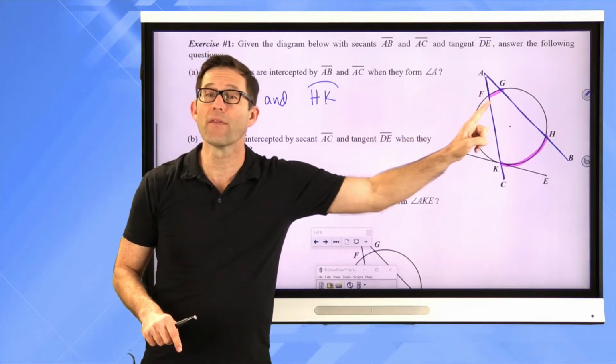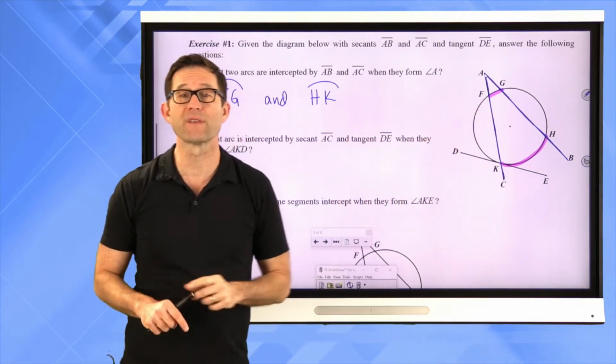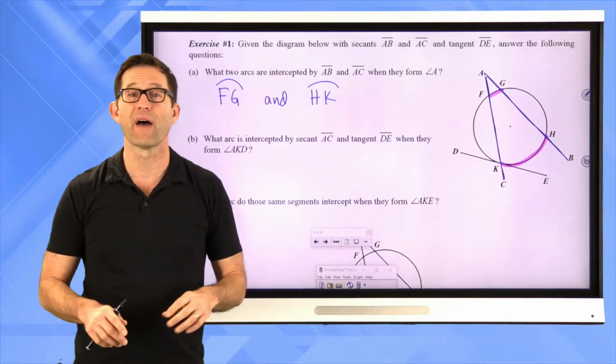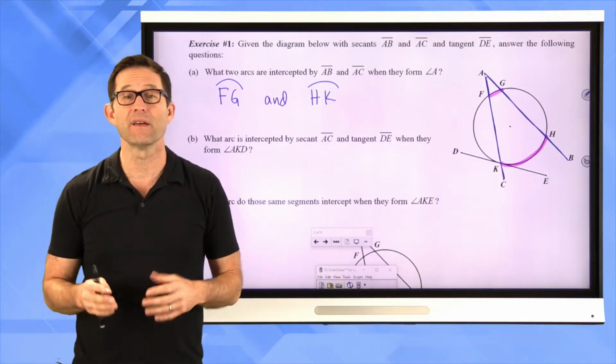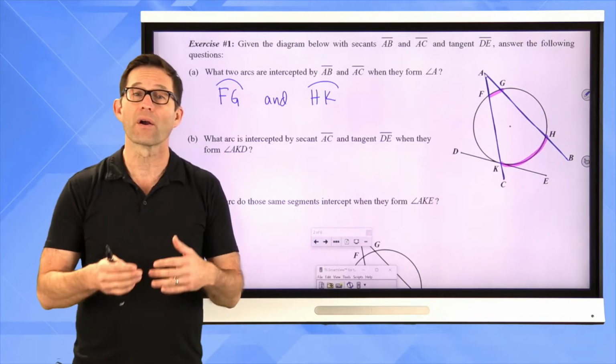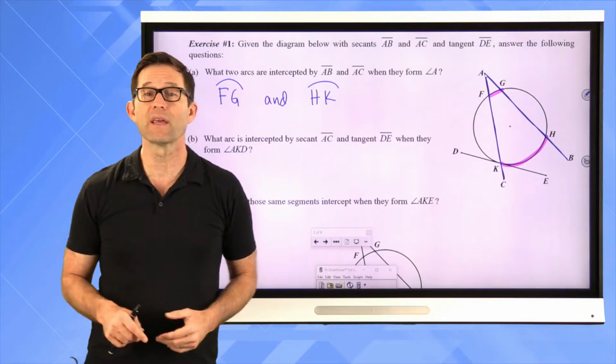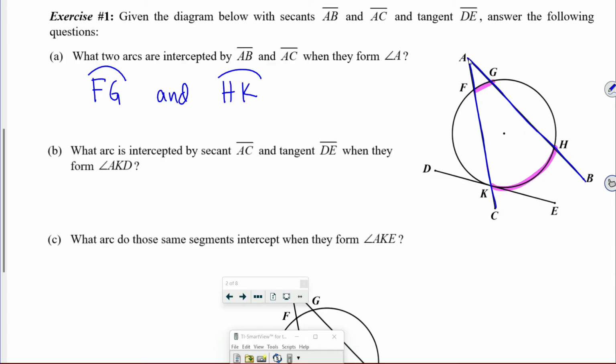Now, the reason this is going to become essential is that the measure of angle A is going to depend on the measure of those two arcs that are intercepted. In fact, every one of these theorems in terms of how tangents and secants interact to create angles are going to depend on the arcs that are intercepted. Let's take a look at letter B. What arc is intercepted by secant AC and tangent DE when they form angle AKD?